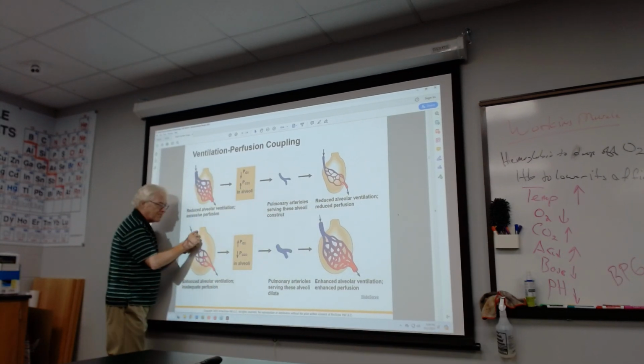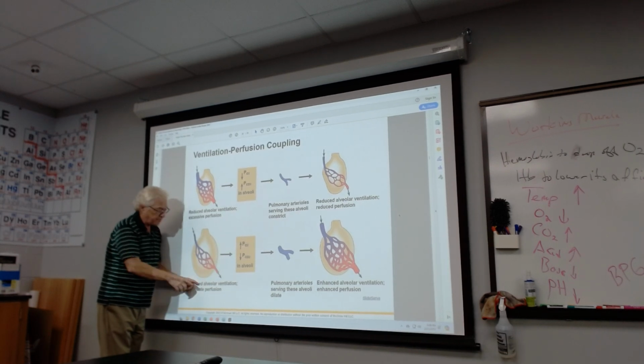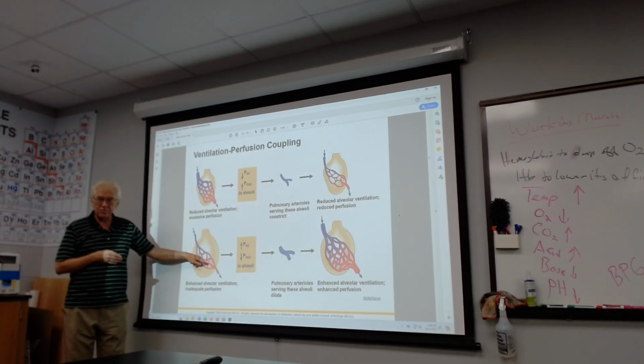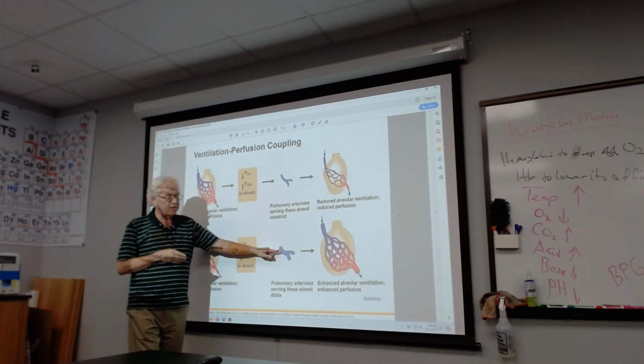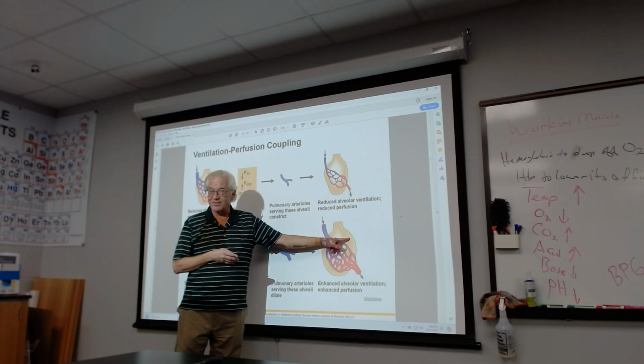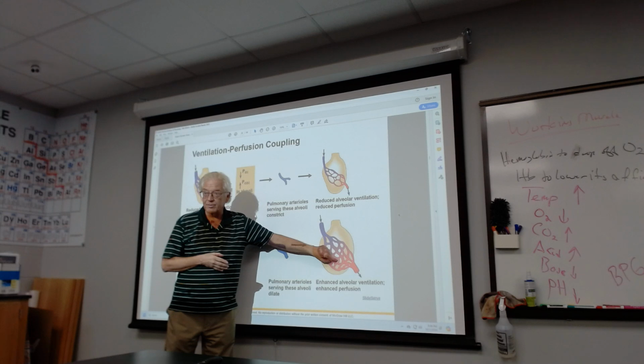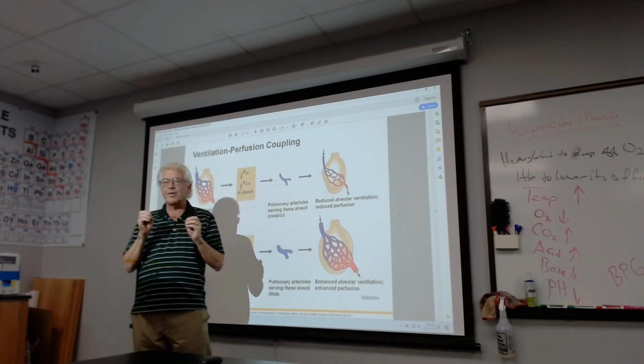Oh look, I've got a nice big alveolus. I've got a nice big warehouse full of oxygen. Do I only want to send 10 trucks? Or should I send 100 trucks to pick up the 100 oxygens? So what am I going to do? Dilate my capillaries.